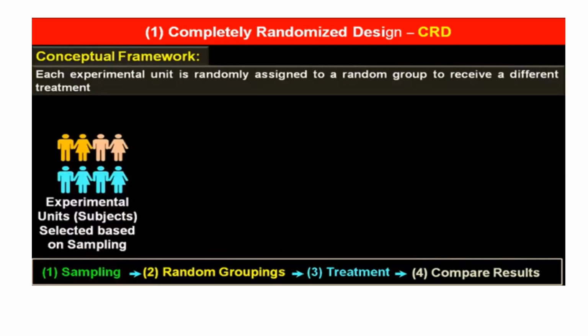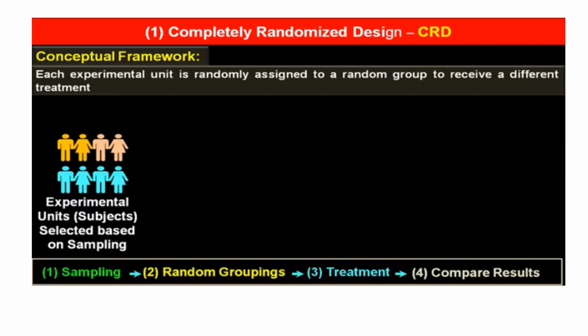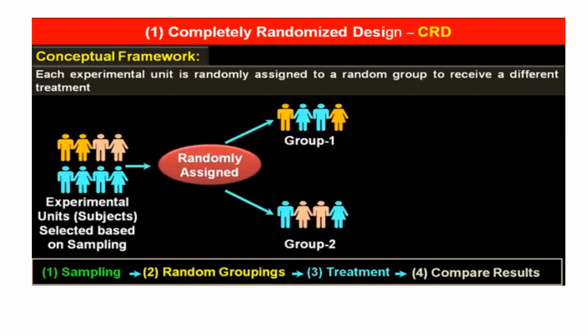We have taken an experimental group, that is whole subjects, selected based on sampling. The first step in this design is sampling. Then we have randomly assigned them into group 1 and group 2. The second step is random grouping. So from the experimental units selected based on the sampling, we have done the grouping on a random basis into group 1 and group 2.